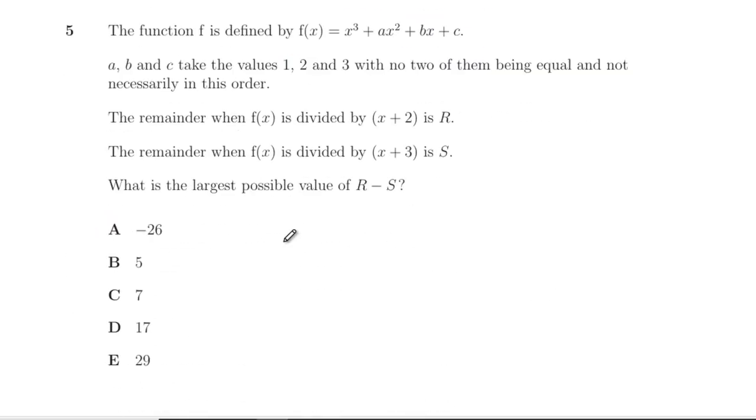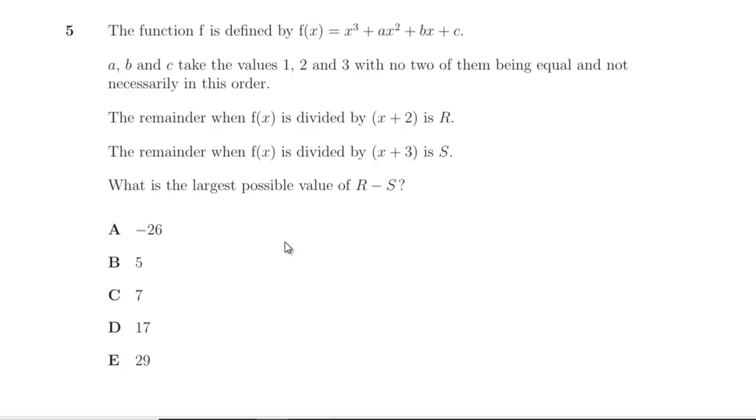Question 5, function f defined by that. A, B, C take values 1, 2 or 3, no two of them being equal, not necessarily in that order. When divided by that, we get r. Divided by that, we get s. What's the largest possible value of r minus s?